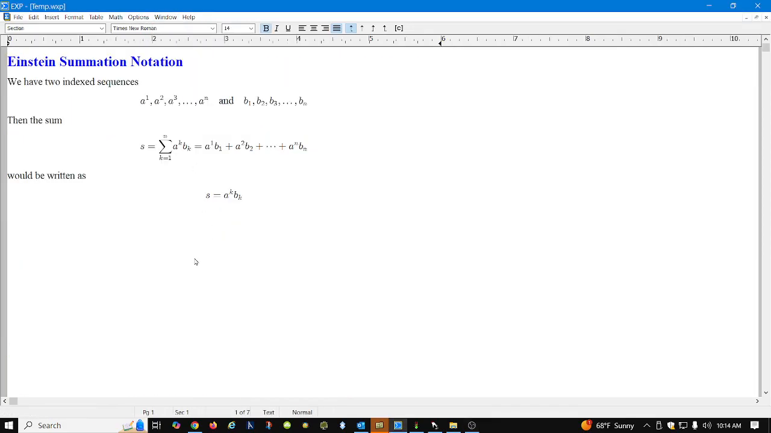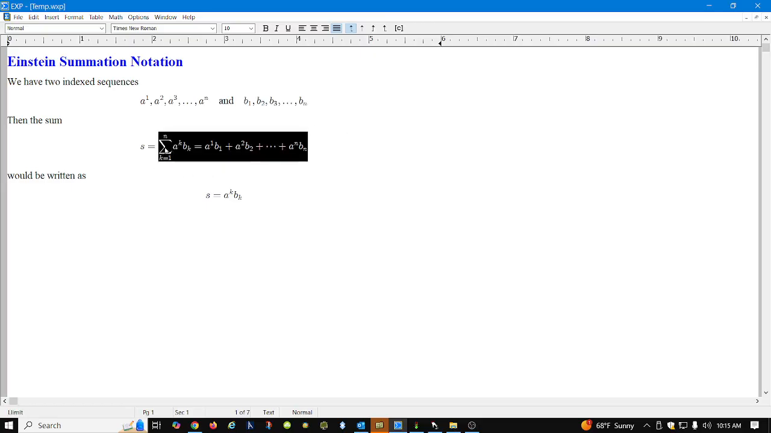This is Einstein's summation notation. So if we have two indexed sequences, now this sequence of the A's is indexed with a superscript. These are not exponents. They're just integers to distinguish between the different elements. So this is A superscript 1, A superscript 2. You read this A3, not A cubed. Okay? And here's a sequence that's written with the usual subscript indices.